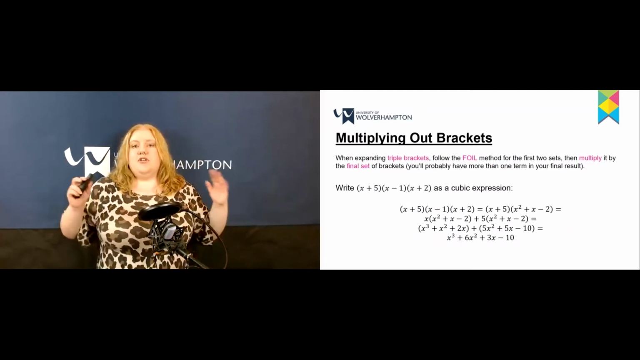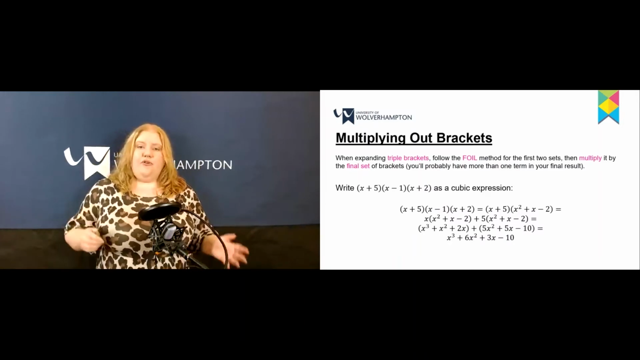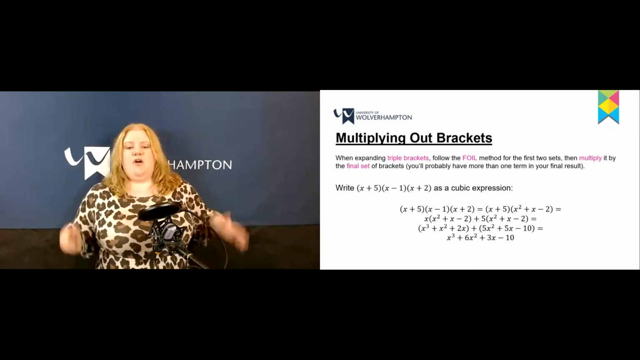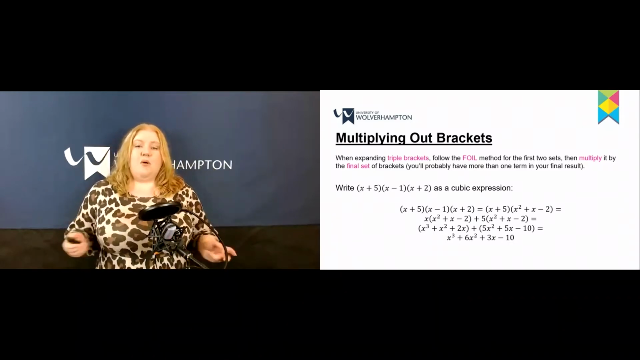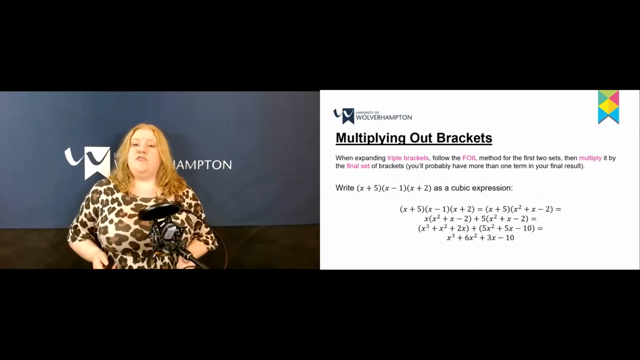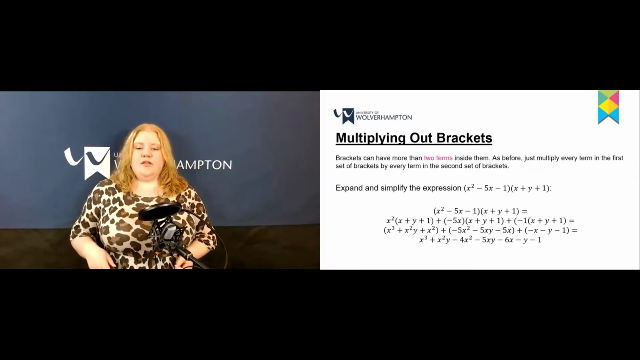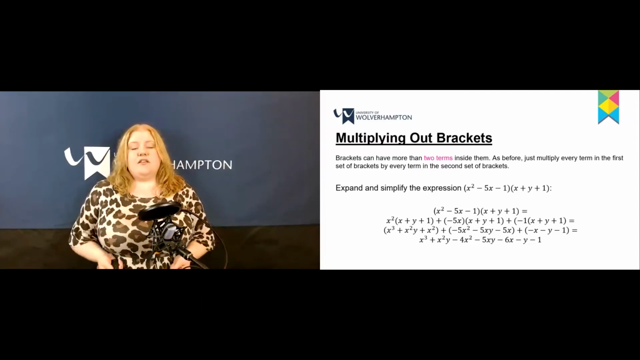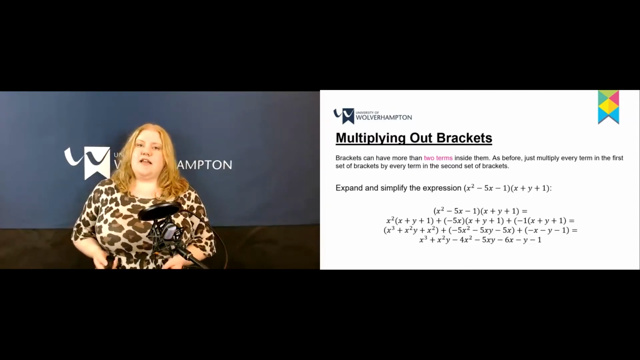When expanding triple brackets, follow the FOIL method as per the previous slide, but then multiply it by the final set of brackets, and you'll probably have more than one term in your final answer. Brackets can have more than 2 terms inside of them, so as before, just multiply every term in the first set of brackets by every term in the second set.